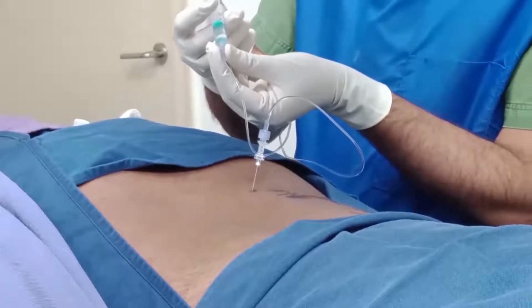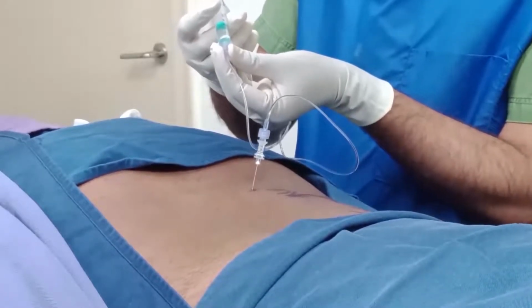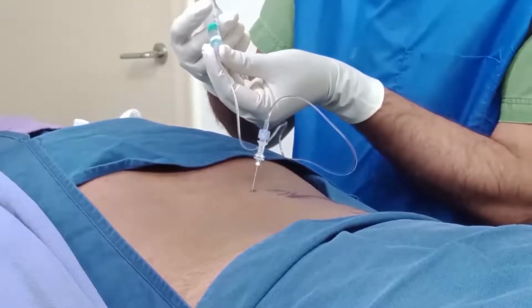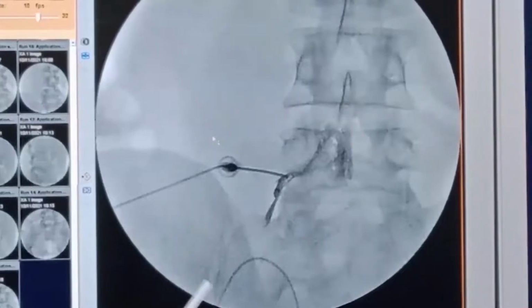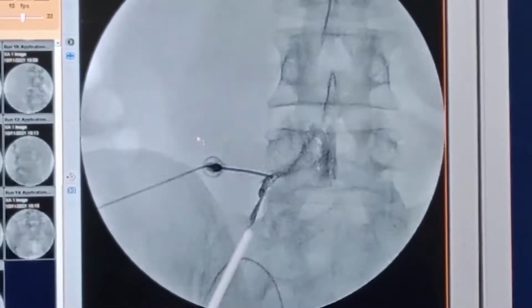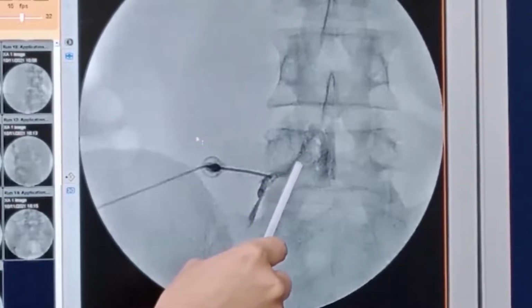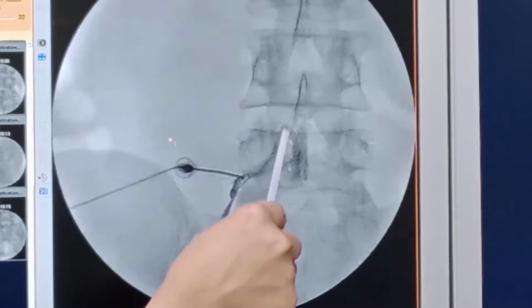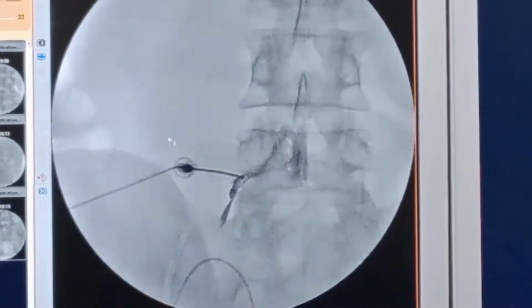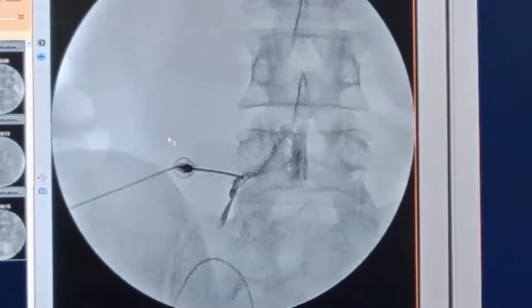1 cc contrast is given to ensure that the spread of the drug would be optimal and to rule out the spread into CSF and blood. The spread of the contrast shows over here along the nerve root and also medially, which is around the pedicle, going a little bit more in the epidural space. This is the optimum position of the contrast spread. It is to rule out any spread into the blood.